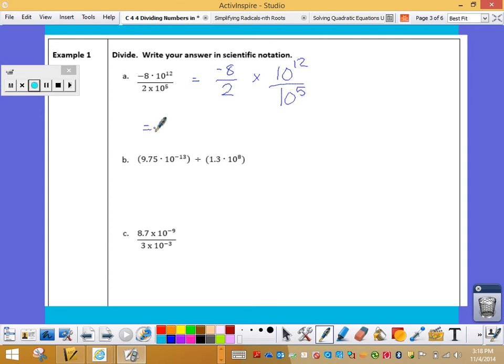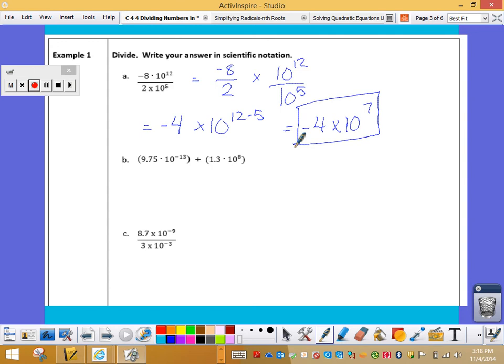And we know that negative 8 divided by 2 is negative 4. And here we're subtracting our powers. So we'll get 10 to the 12 minus 5 power, which is negative 4 times 10 to the 7th power. And congratulations, you just divided your first two numbers written in scientific notation. Pat yourself on the back.